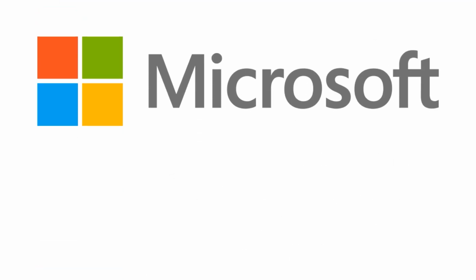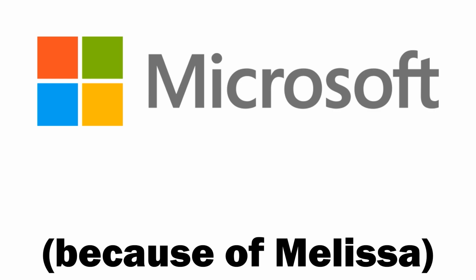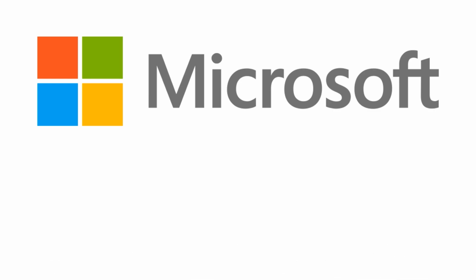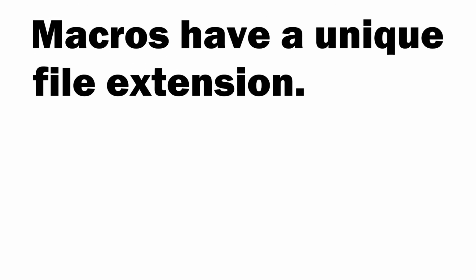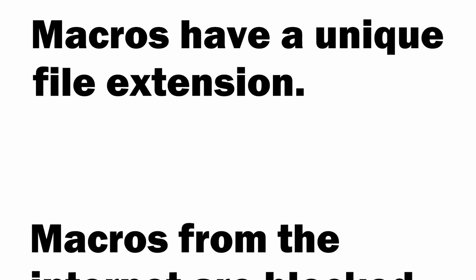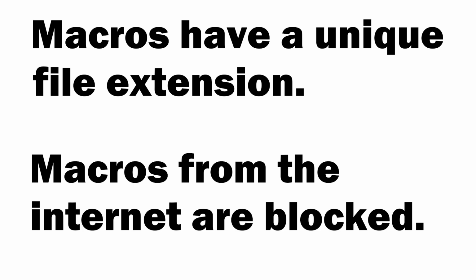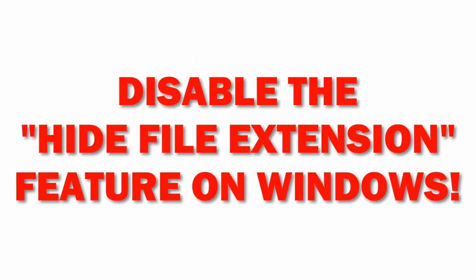But at the end of the day, Microsoft has really been trying to keep people away from using macros that they don't know. In fact, in modern versions of Office, documents that have macros must have a special file extension, and starting in 2022, Office by default won't even let you open files with macros if you downloaded the files from the internet. And also, just as a security tip, make sure file extensions aren't hidden.